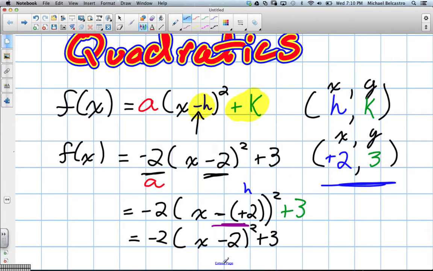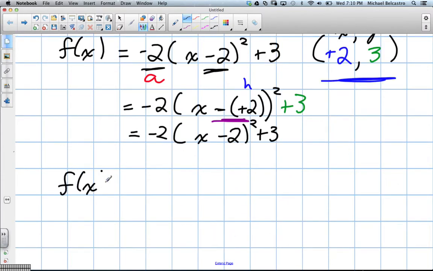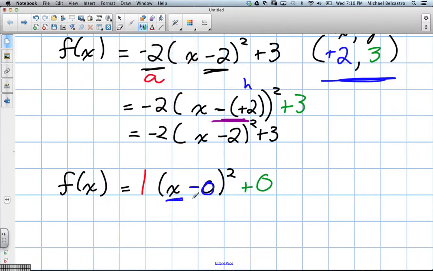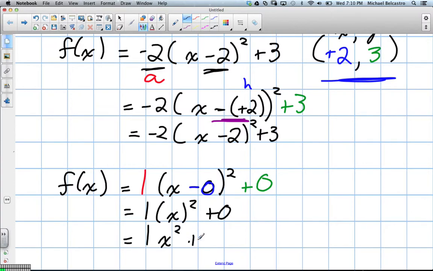Okay, now our original vertex, and we're going to go into some simplifying here. Remember I talked about originally our a value is 1, our h value is 0, right? It's (x minus 0) squared, and our k value is 0. Okay. Well, I'm going to go into some simplifying here. What is x subtract 0? 0? No, x. x, right? So now I'm left with 1 times (x) to the power of 2 plus 0. Well, (x) to the power of 2, how can I simplify that? I can just write it as x squared, right? I can get rid of those brackets. So I have 1 times x squared plus 0.